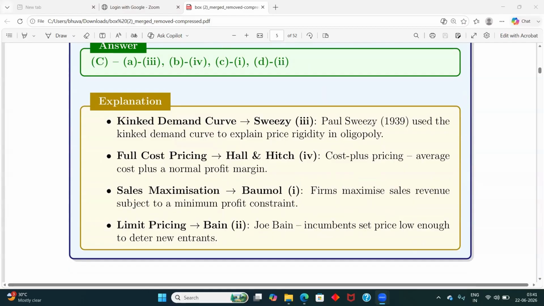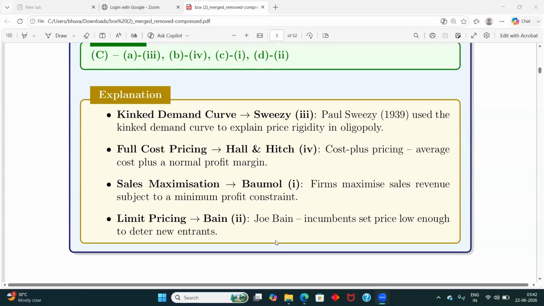Paul Sweezy gave the kinked demand curve in 1939, used to explain price rigidity in an oligopoly market. Full cost pricing is average cost plus a normal profit margin. Sales maximization: the firm maximizes sales revenue subject to a minimum profit constraint. And limit pricing states that incumbents set price low enough to deter new entrants.